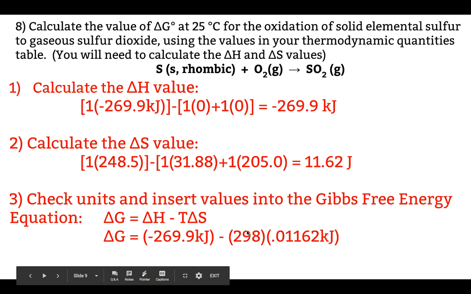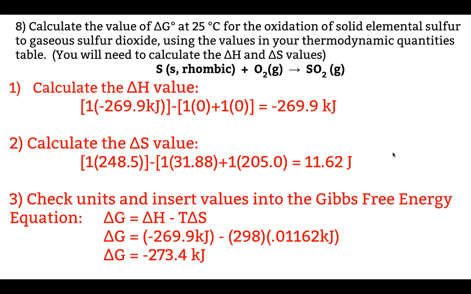So notice at room temperature, that small entropy value isn't going to make a huge difference. So I got a Gibbs free energy of negative 273.4 kilojoules. A negative delta G value tells us that this is, in fact, a spontaneous reaction.